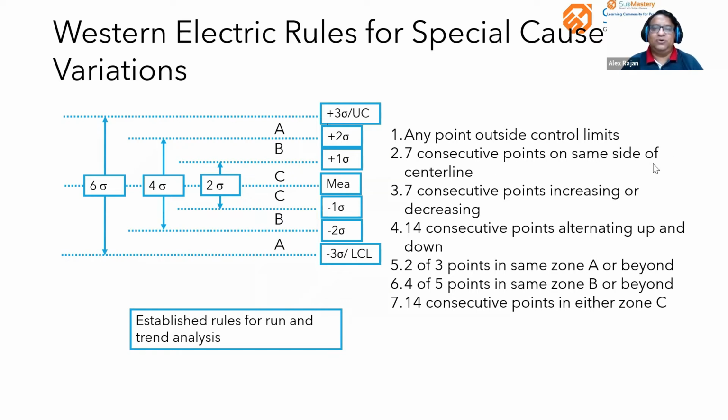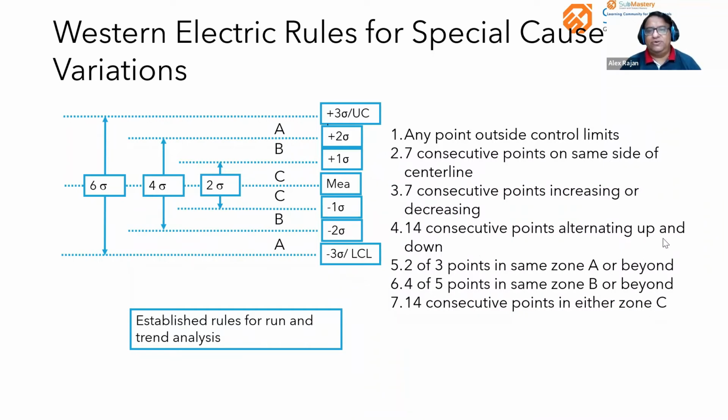If 7 consecutive points are on the same side of the center line, it is similar to the clustering of the data which we see in the run chart. 7 consecutive points increasing or decreasing, we have seen as the trend patterns in the run chart. In the control chart also it has been seen.